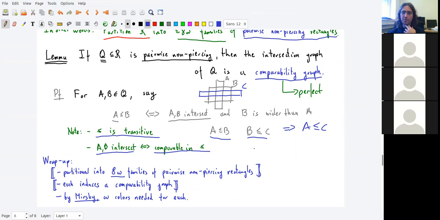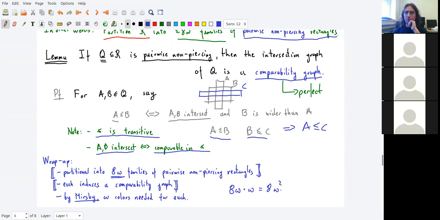So how many colors do we need in total? Well, for each of those 8 omega families, we assign a separate palette of colors consisting of omega colors. So in total, we have 8 omega palettes, each consisting of omega colors. So 8 omega squared colors.